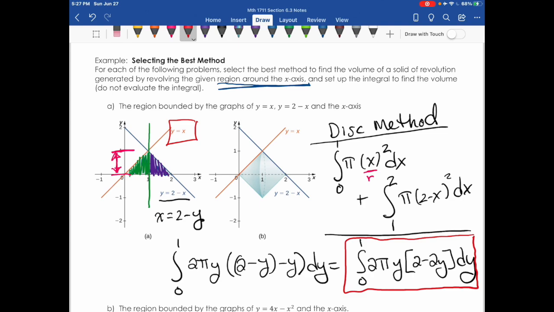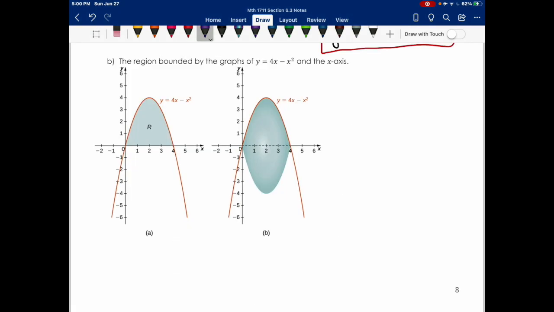So using the cylindrical shells, we would only have to find and evaluate one integral, versus with the disk method, we would have to do two. Now you should get the same answer no matter which one you use, but me personally, I think the cylindrical shell method would be easier.